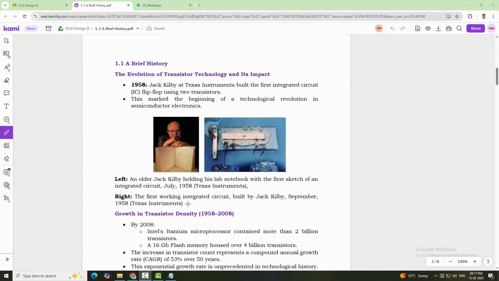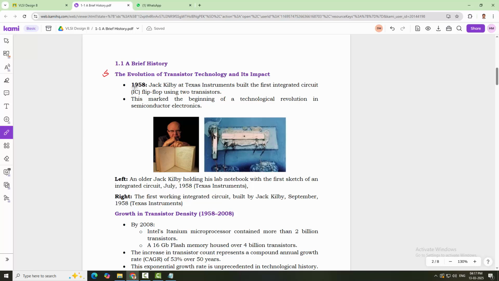Next, let us move on to a brief history, the first topic of this module 1: a brief history of both the transistor and the integrated circuit technology. First, let us start with the evolution of transistor technology and its impact.